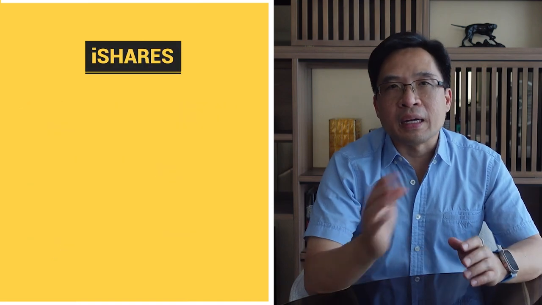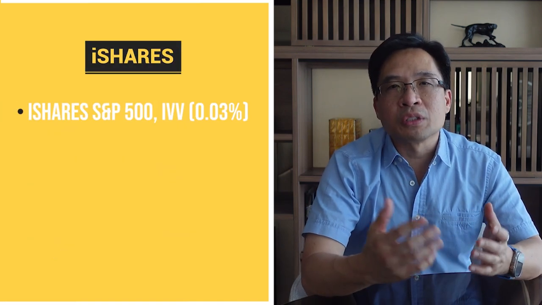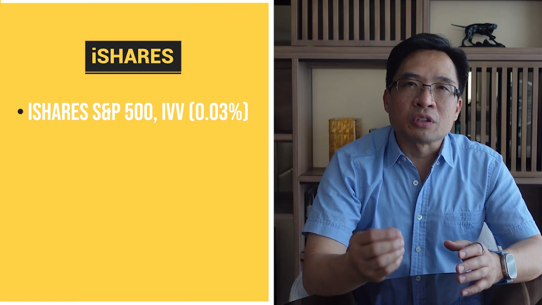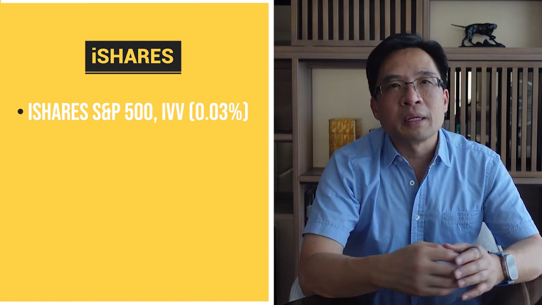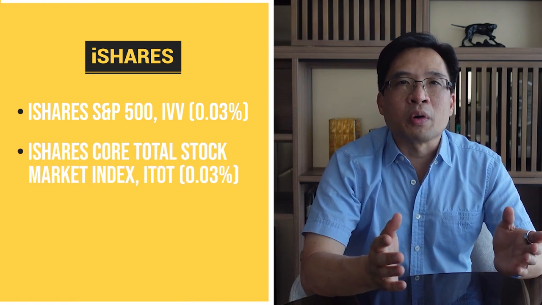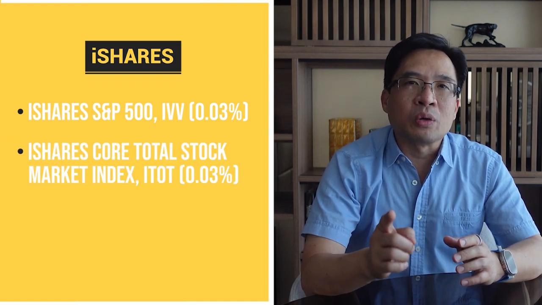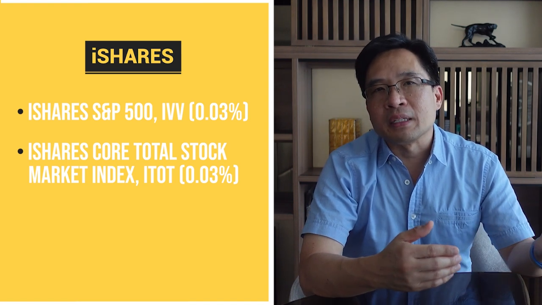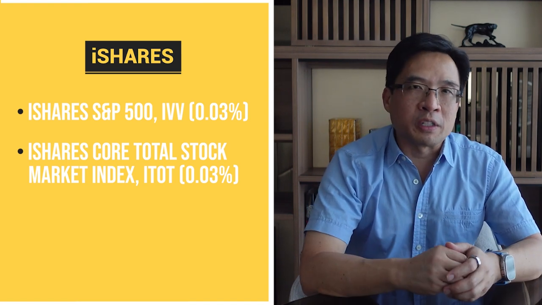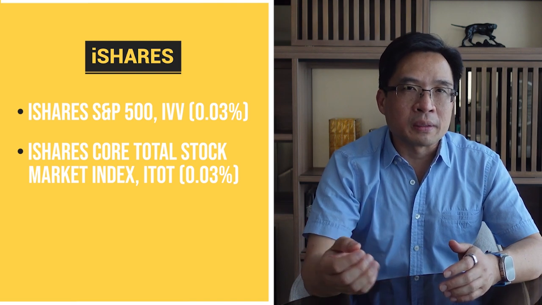And finally, iShares. I would use iShares S&P 500, ticker symbol IVV, with an expense ratio of 0.03%. iShares Core Total Stock Market Index, ticker ITOT. This competes with Vanguard's VTI and Schwab's SCHB. Also with an expense ratio of 0.03%.